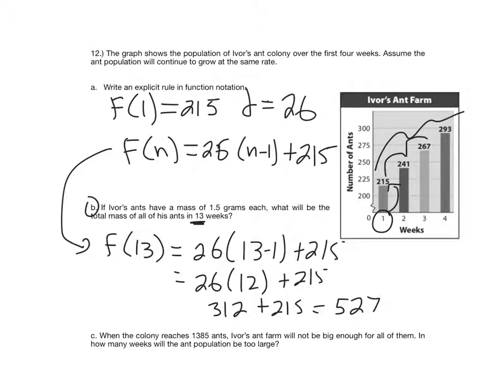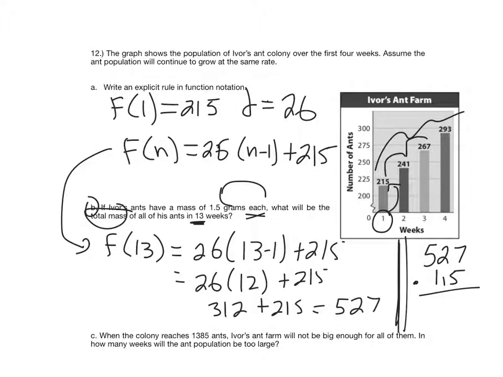But we're trying to find the total mass of all of his ants. Each ant weighs 1.5 grams. So what should we do with 527 and 1.5? We should multiply it. That would give us the total mass of all of his ants. So if you multiply 527 by 1.5, you get your answer, which is 790.5 grams. That would be the mass of his ant farm after 13 weeks.